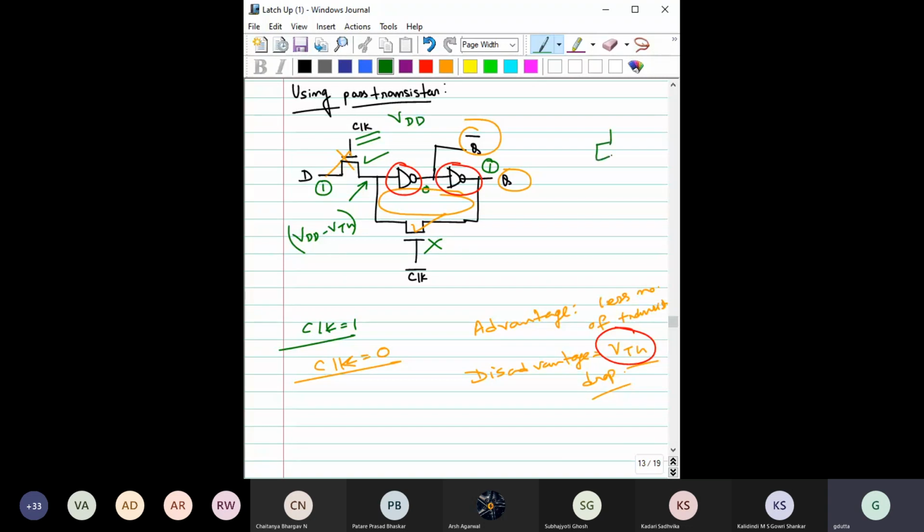So static inverter means you have a PMOS and you have an NMOS. So this is VDD minus VTH. Say this VTH is 0.6 volt, and the threshold voltage of this PMOS, say minus 0.5 volt. Then when you have applied this voltage at this input, what will be the status of this PMOS? Is it on or off?